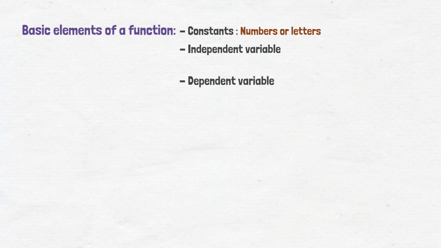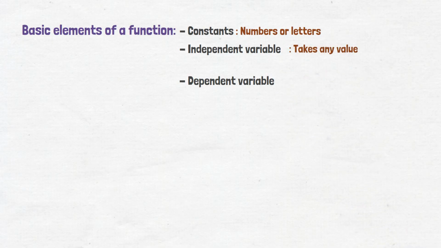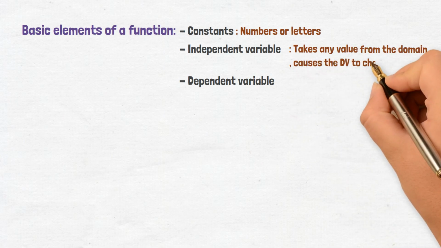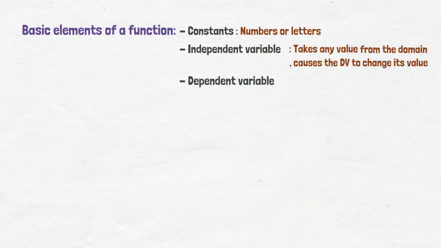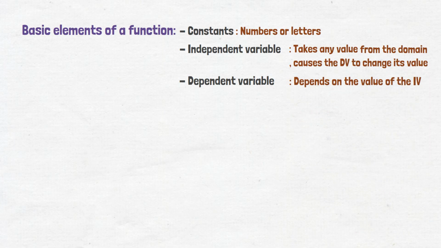The independent variable is the one that can take any value it wants, as long as it is within the domain of the function. But that is another topic, and it is also what causes the dependent variable to change its value. Therefore, the dependent variable is the variable that depends on the value of the independent variable, and it is the letter that represents the function.